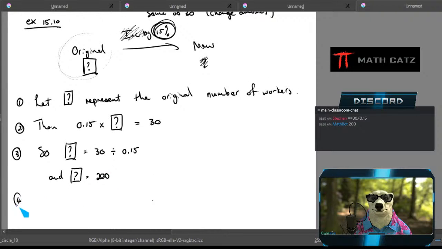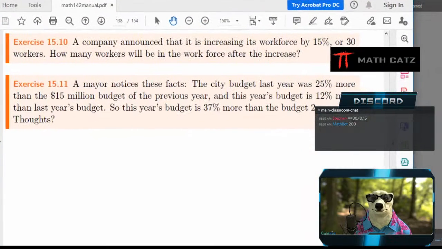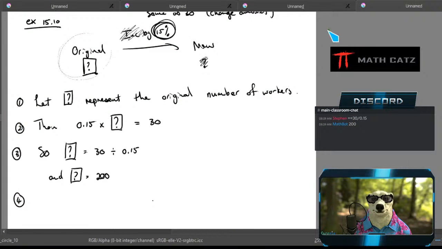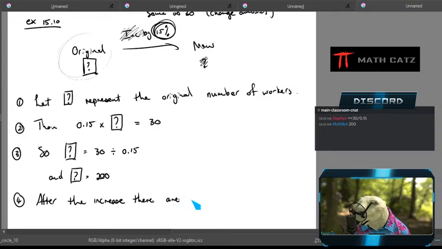So now I simply have to use this to answer the question that they have. I can go double check. It's always a good idea before you write your last sentence. Double check. Am I answering what I think I should be answering? How many workers will be in the workforce after the increase? Okay. It's good to double check. So I can say, I want to use their words, after the increase, there are, well, I had originally 200, increase of 30, so 230 workers.